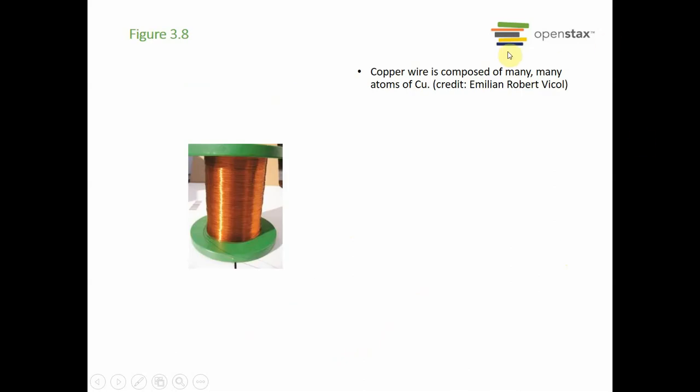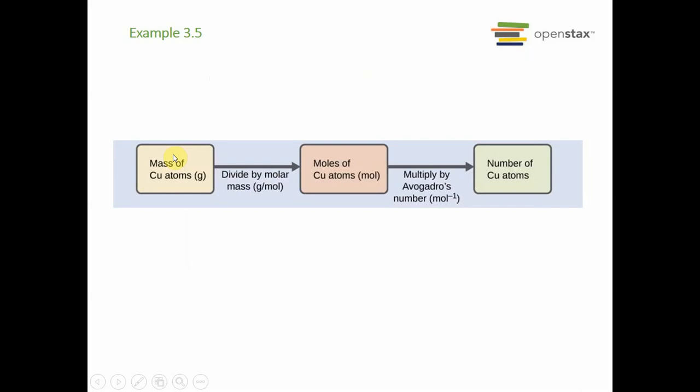Copper. So you have the mass of copper, divide by the molar mass of the copper, gives you the moles of copper atoms, and then from the moles you multiply by Avogadro's number, and it gives you the number of copper atoms.